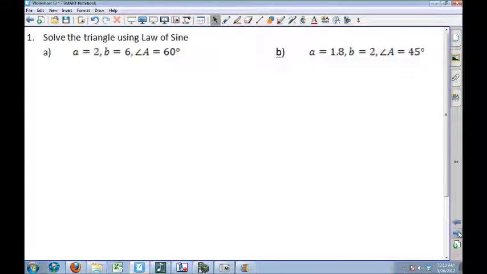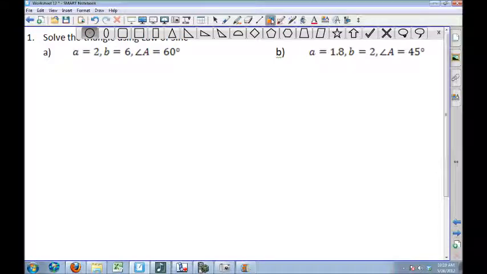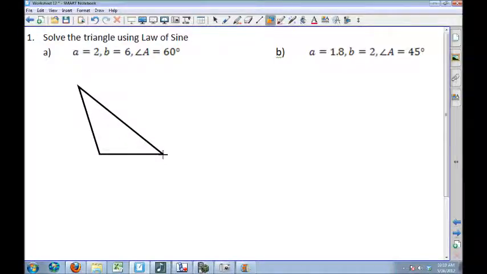Worksheet 13, taking a look at these, solve the triangle using law of sine. Well, whenever I have a triangle situation given just the sides, I'm going to draw the triangle. So here is a triangle, 60 degrees on angle A. So this is A, B, C. A is 2 and B is 6.